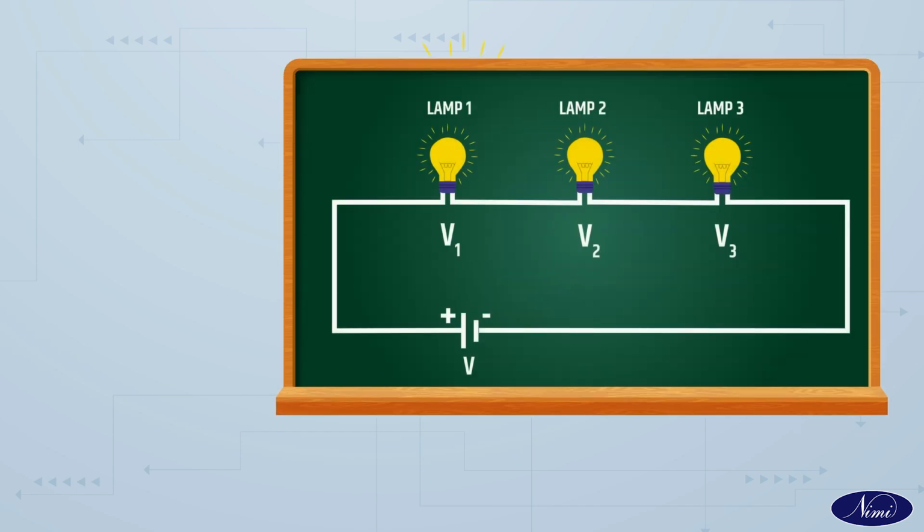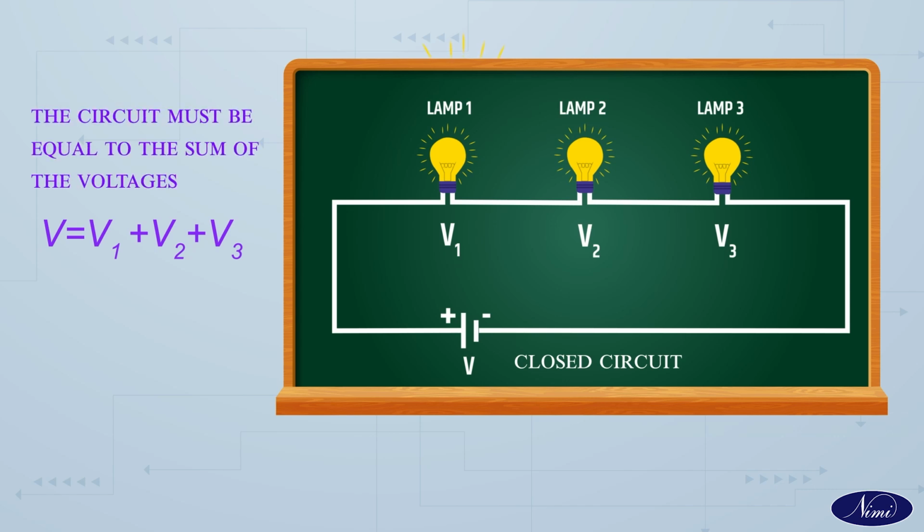In other words, Kirchhoff's voltage law states that in a closed circuit, the total input voltage applied to the circuit must be equal to the sum of the voltages that drop across each element or component connected in series.